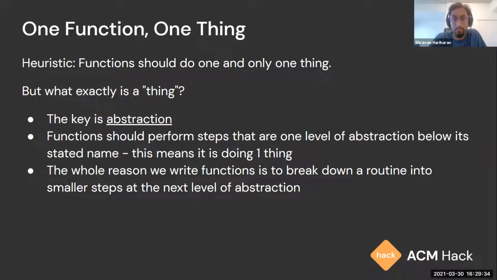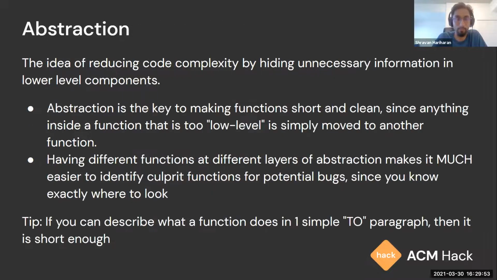The whole reason we write functions in the first place is to break down routines into smaller steps. That's why we write functions. Otherwise, our main function would just be a billion lines long. We wouldn't need functions. The whole reason we have functions is to break a routine down into smaller steps that are at the next level of abstraction. Okay, so what is abstraction? I keep saying this word abstraction. Abstraction is the idea of reducing code complexity by hiding unnecessary information in lower level components or functions.